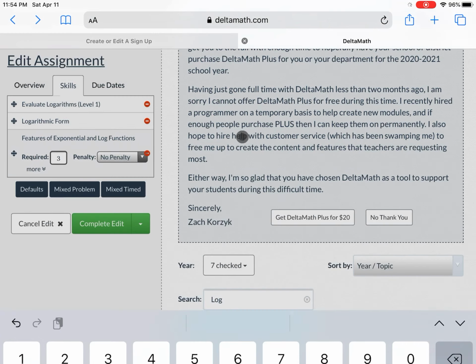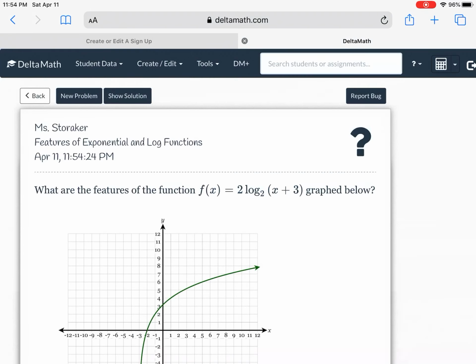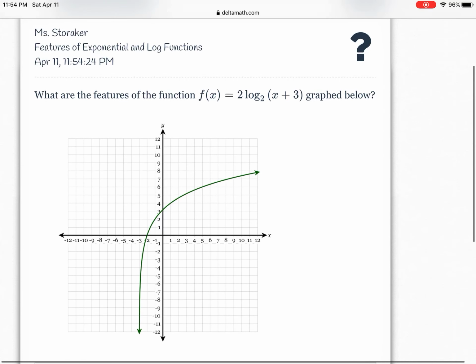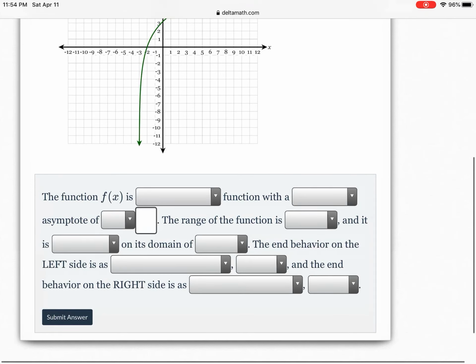And then you have 3 questions on the features of exponential and logarithmic functions. So that's where you go and answer this set of questions.